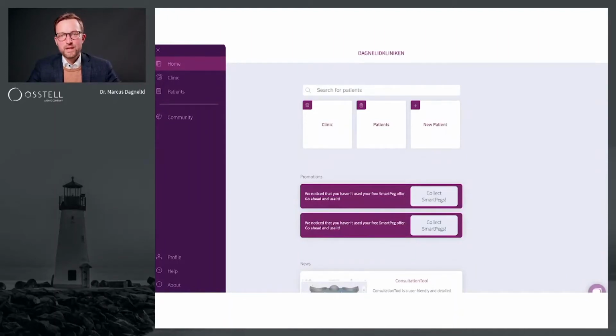So every single patient again that I do in my clinic or clinics, they can be brought up to the Osstell Connect platform. So what you're seeing here is the login for my clinic here, and I can look at the clinic per se, I can look at all the patients, we can add new patients here, we can of course connect to each other by means of the community.